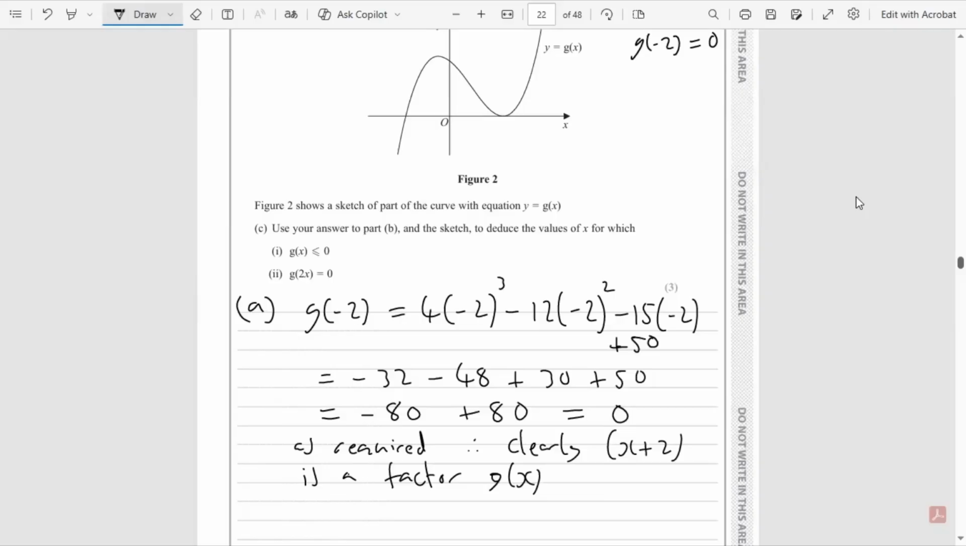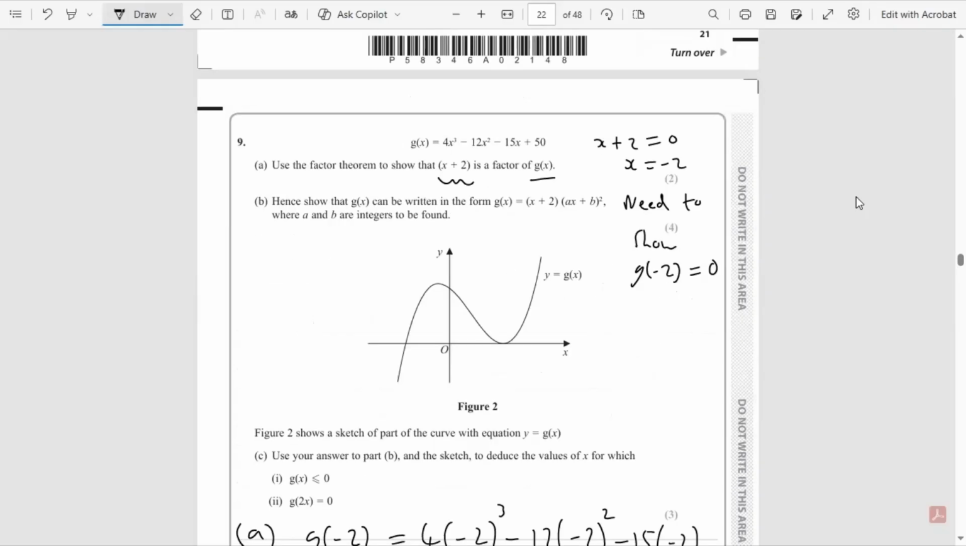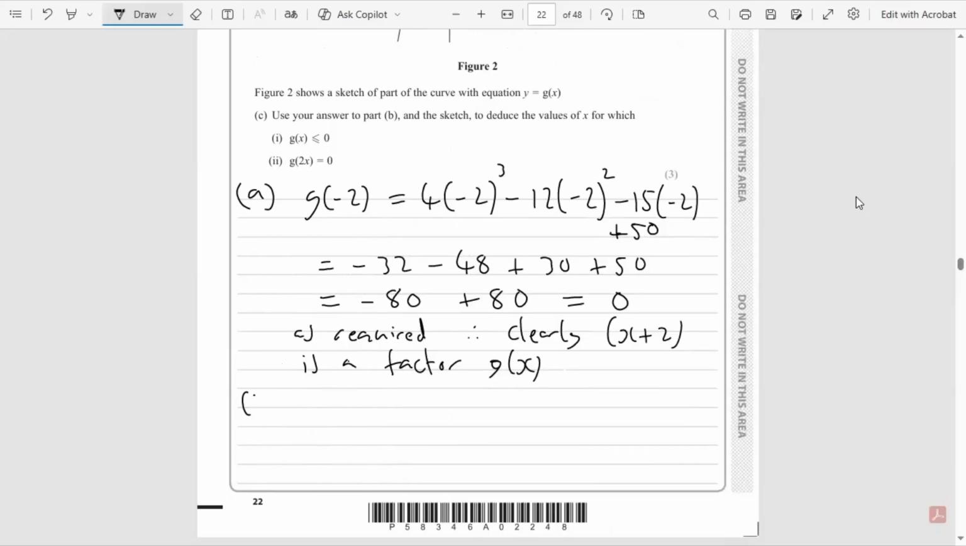Brilliant. So now let's look at part B. Part B says, hence show that g of x can be written in the form g of x equals x plus 2 multiplied by ax plus b squared, where a and b are integers to be found. So what we can do with this part B, let's just write down the function. So g of x is equal to 4x cubed minus 12x squared minus 15x plus 50. Now we know that this function is equal to the factor we determined in part A, x plus 2, multiplied by some quadratic factor.